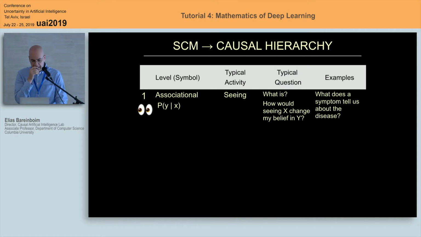of reinforcement learning. The first type of distribution is the one I mentioned on the left side, the passive distribution, which we also call the associational distribution. It is related to the activity of seeing. This is chapter 1 of the book, if my memory is right. Symbolically, you write it as P of Y given X. The kind of question we want to answer is, how would seeing X change my belief about the variable Y?